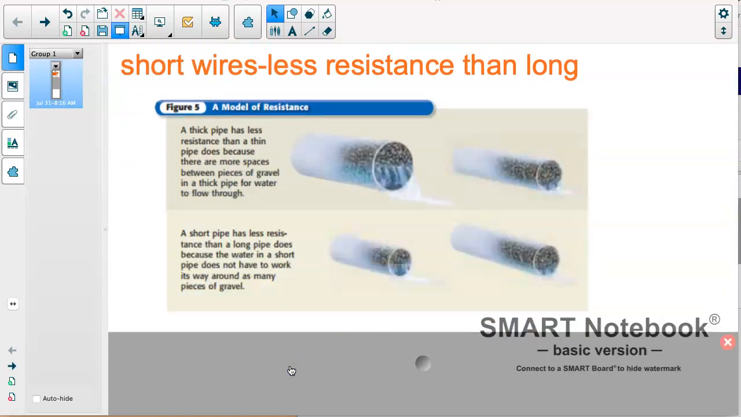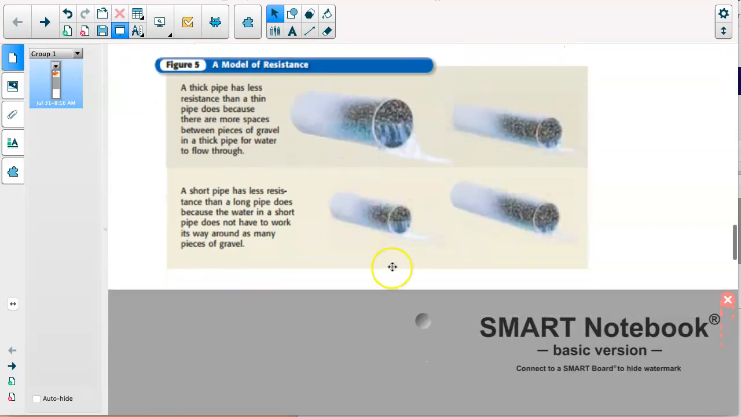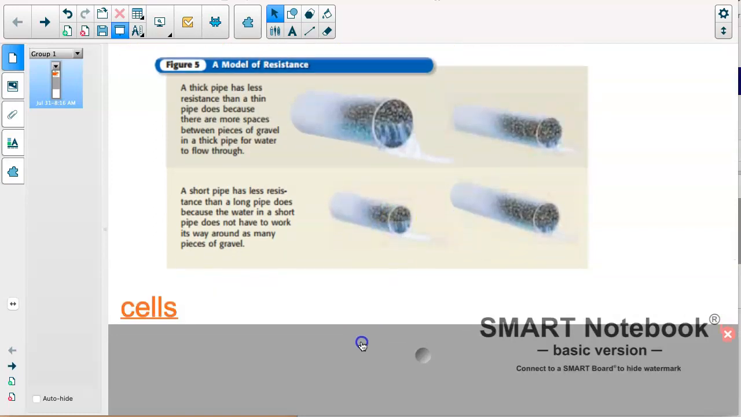So think of these as pipes with rocks in them and water's flowing through. This thicker pipe has less resistance than a thin one, right? And a short one versus a long one, less resistance in the short pipe versus the longer pipe. So it's just kind of visualizing it in a different way. The example I used was the cars.